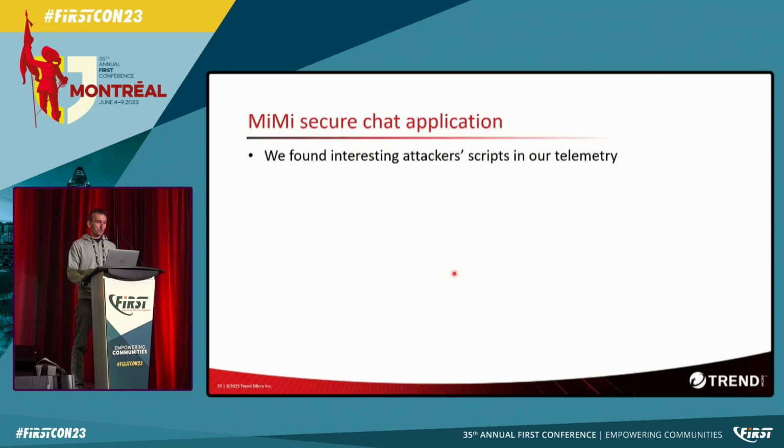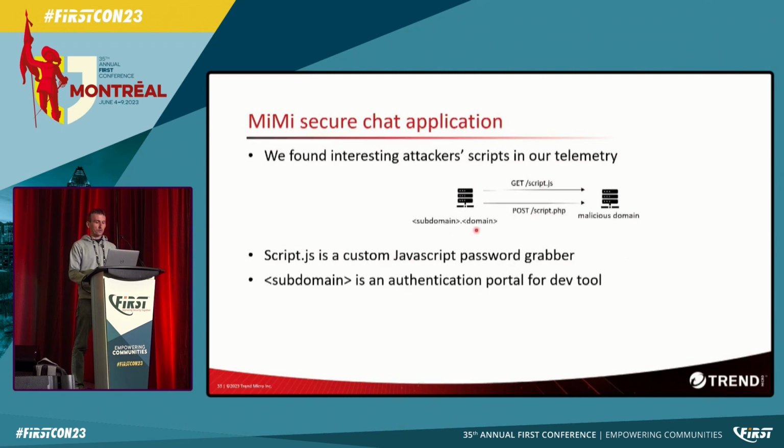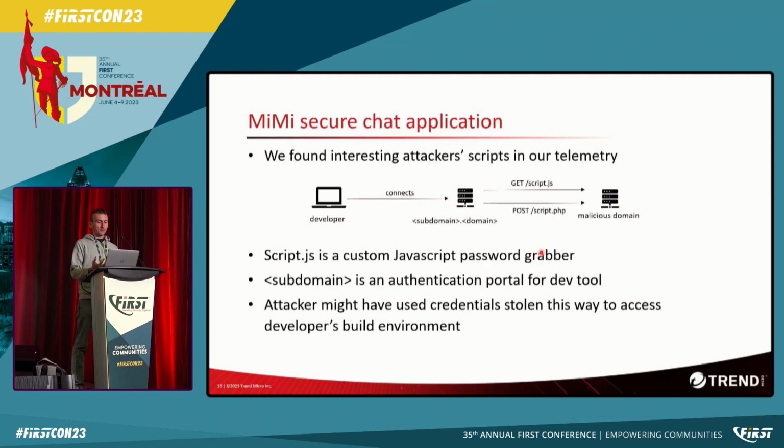Last slide about MimiChat. In our telemetry, we found these interesting requests. We had one malicious domain, and from another domain, we found get script.js and post script.php. We managed to get the source code of script.js, and it was a custom JavaScript password grabber. And this subdomain, from which this request was made, was an authentication portal for some development tool. So the developer connects to this authentication portal. This authentication portal was likely compromised, and the stealer script exfiltrated the developer's credentials, and this is probably the way, or it's possible that this is the way the whole thing started.